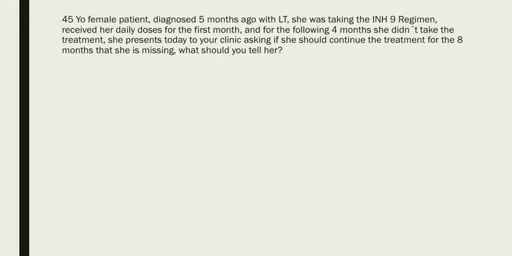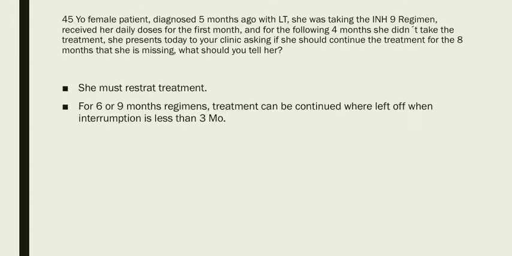Well, your answer should be no. She can't continue with the 8 months that she was left, and she must restart the treatment. And why? This is why. Because for patients that are assigned to receive the 6-month regimen or the 9-month regimen, treatment can be continued where left off only if the interruption was for less than 3 months. This patient had an interruption of 4 months, so we have to restart the treatment, and give again the 9 months of isoniazid.